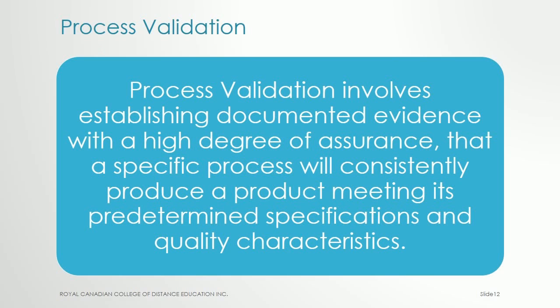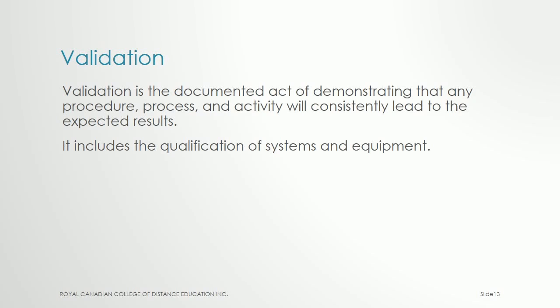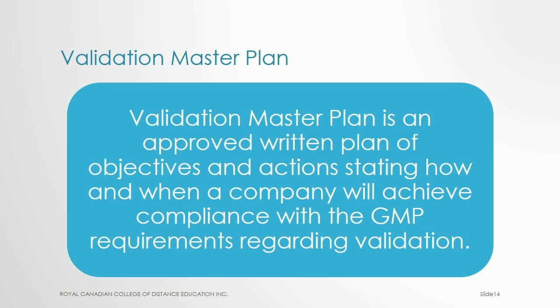Process Validation. Process validation involves establishing documented evidence with a high degree of assurance that a specific process will consistently produce a product meeting its predetermined specifications and quality characteristics. Validation. It is the documented act of demonstrating that any procedure, process, and activity will consistently lead to the expected results. It includes the qualification of systems and equipment. Validation Master Plan. Validation Master Plan is an approved written plan of objectives and actions stating how and when a company will achieve compliance with the GMP requirements regarding validation.